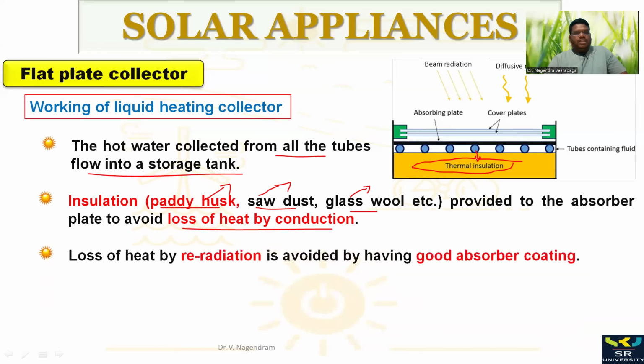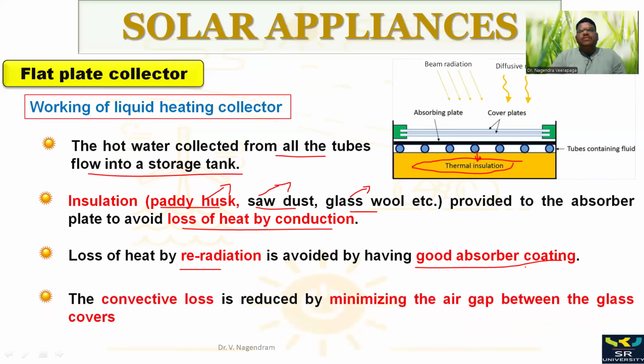loss. And next, to avoid re-radiation, we'll use a good absorber coating, because on this black body, if you don't have a good thick black coating, there may be a chance of radiating the energy from this black body. To avoid that, we are coating with a good absorber coating, which means we have to use a very good thick black color that will absorb the whole heat.